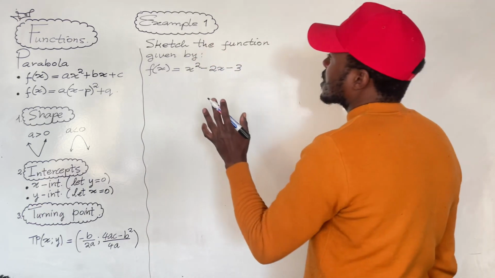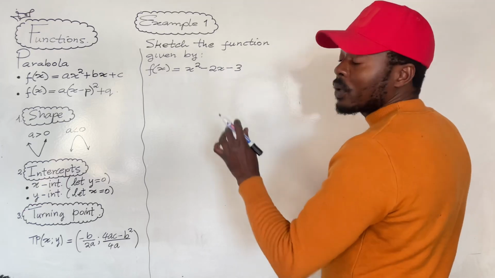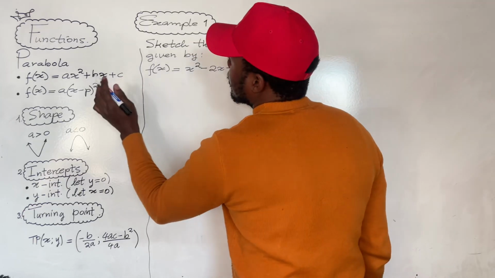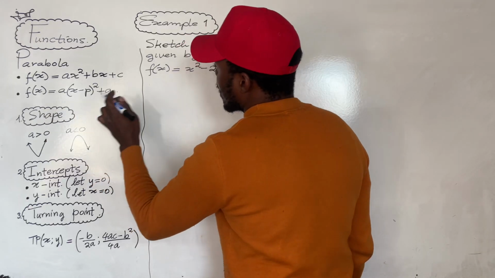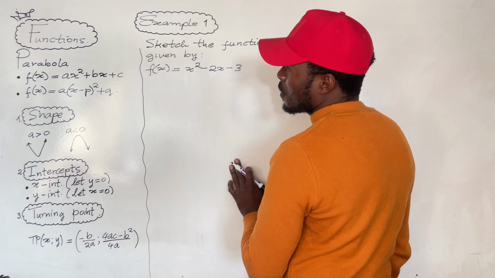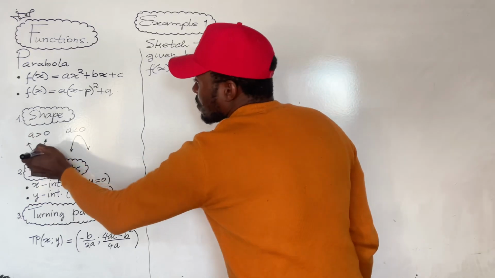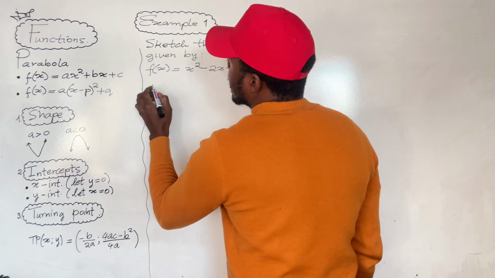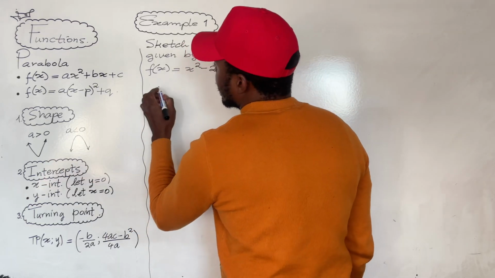So let's start with this example. If we are required to sketch this function, we start by determining our shape. The coefficient of x squared is 1, which is positive. So we know that we are going to have a smiley. Now we start by calculating our intercepts.